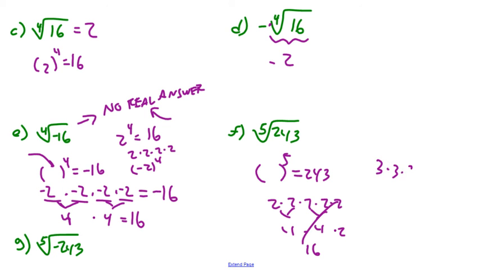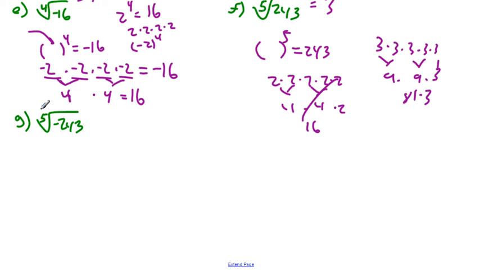I didn't do this one ahead of time. 3 times 3 is 9. 3 times 3 is 9, and then I bring down the 3. 81 times 3. Yes, so it's going to be 3 right here. Okay, so this one's going to be 3, so this one is just using your calculator or something like that to get that guy.